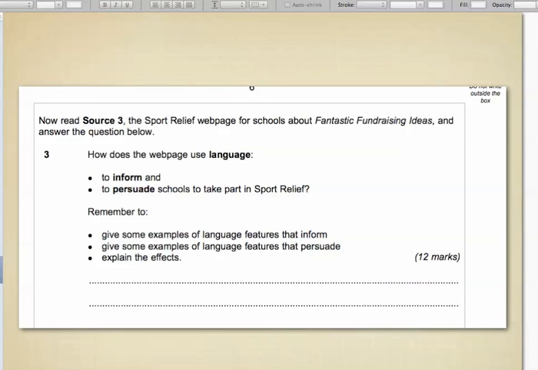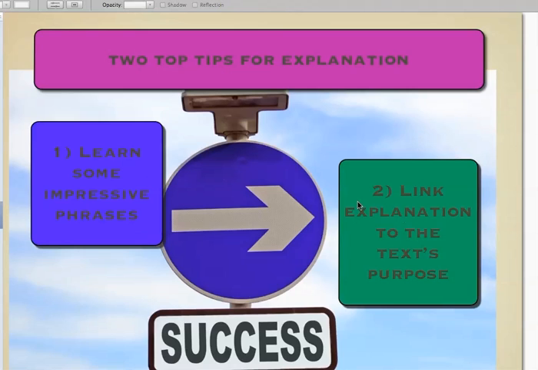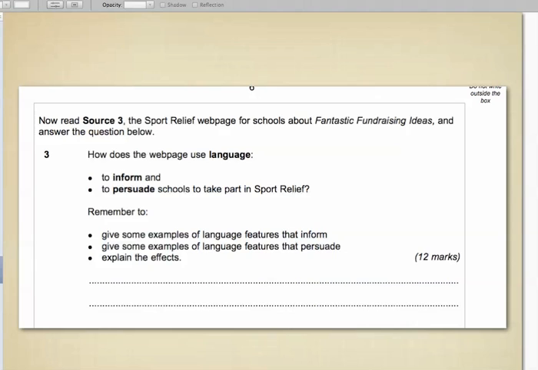Right, so let's have a look at a more successful answer now. I've moved to a question 3 about how does the web page use language. So we've gone off presentation now, and I've done that just to show you that it's the same skill whether you're writing about language or presentation. Everything that we've just learnt about and these 2 top tips, they apply to this question just as much as they do to the one about presentation.